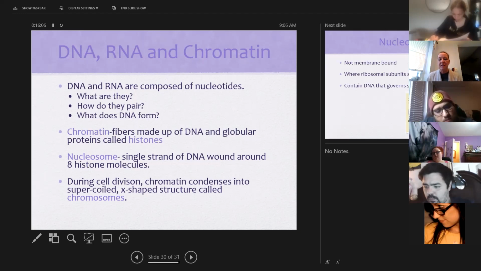I can't do a double helix. This is my interpretive dance of a double helix. You are welcome.